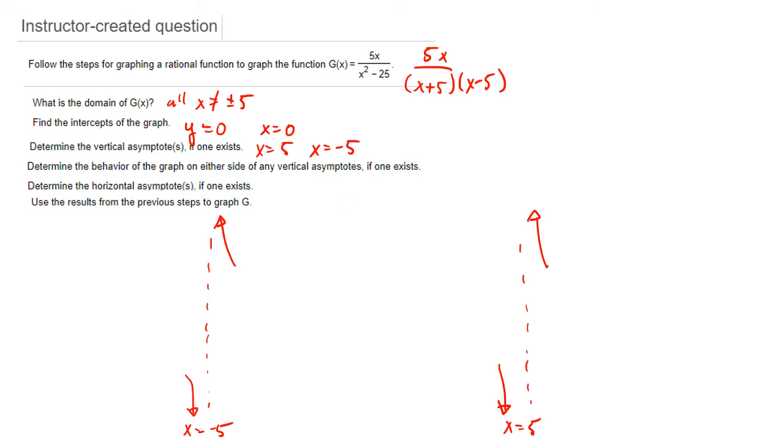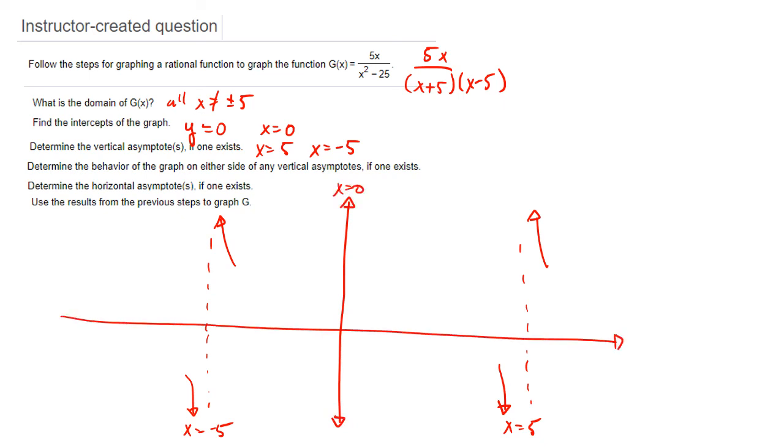Now I'm just going to finish the graph by putting in our axes. Oh, we haven't done the horizontal asymptote, sorry. The numerator is of degree 1 and the denominator is of degree 2. Since the denominator is of larger degree, the horizontal asymptote is automatically y equals 0, or just that x-axis, so it's already in there. Okay.